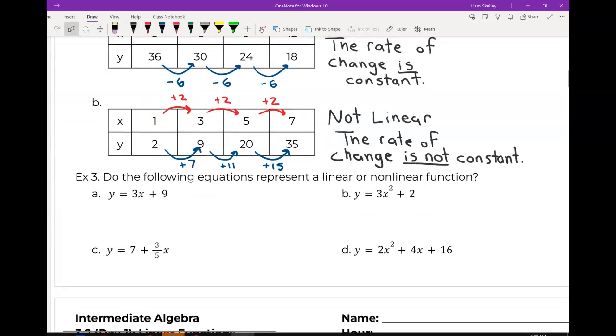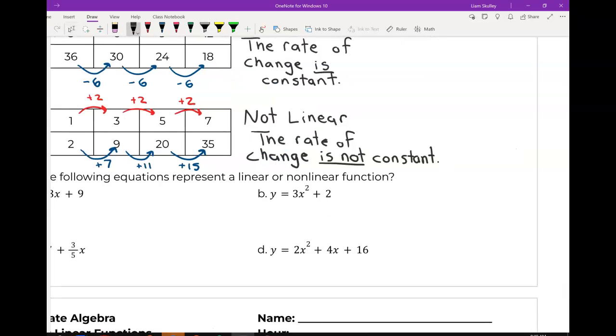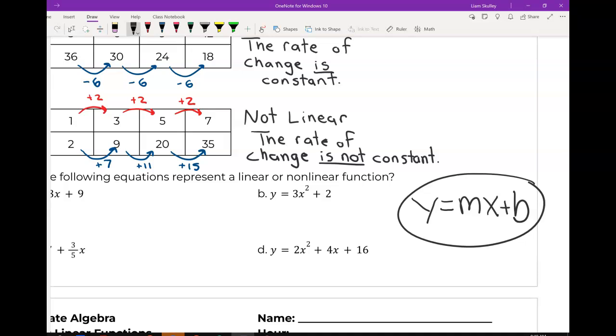And then the last piece of our three things we're going to talk about is, what if we're given an equation? How can we determine whether a following equation is linear or nonlinear? We're going to look to see that it matches up with the form y equals mx plus b, so that first equation I highlighted off to the side.